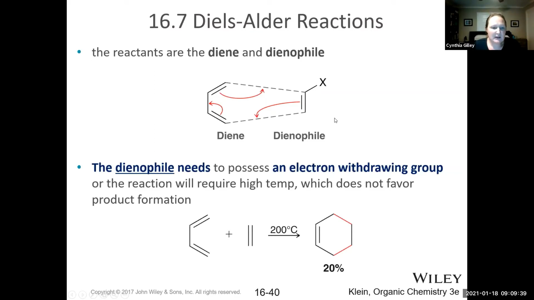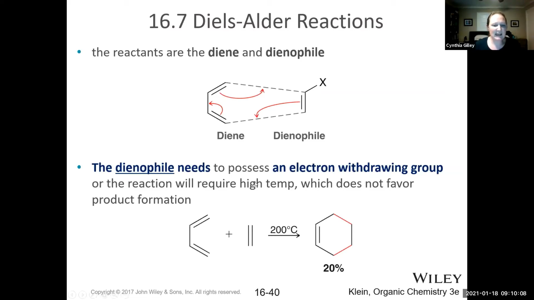So typically in most Diels-Alder reactions, the dienophile needs to possess an electron withdrawing group, and that's because the diene is electron rich, so it's more favorable when the dienophile is electron poor, because as we know, things that are electron rich tend to want to react with things that are electron poor, and two things being electron rich are unlikely to lead to a favorable reaction.